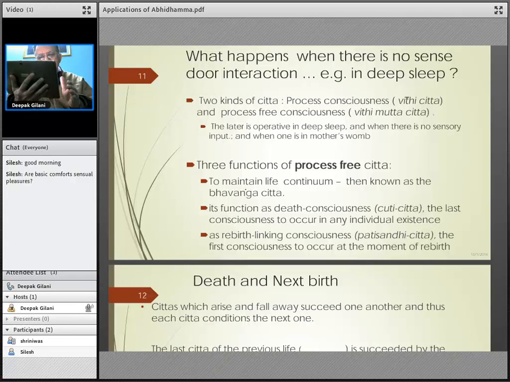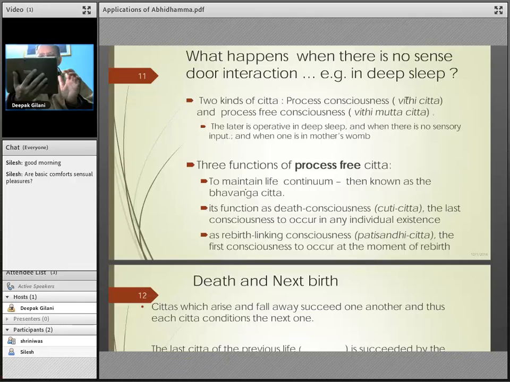First is to maintain the life continuum, and in that function it is known as bhavanga chitta. The second important function is to operate as the last consciousness of one life, which is called Chuti chitta. That is the last consciousness which occurs in any individual. And then it creates the next rebirth-linking consciousness, the Patisandhi chitta, which is going to be the first consciousness to occur at the moment of rebirth.